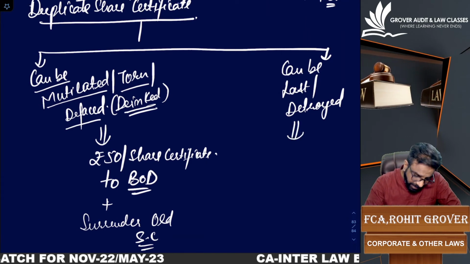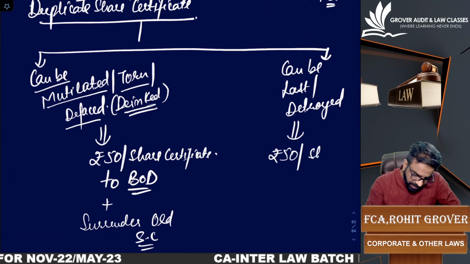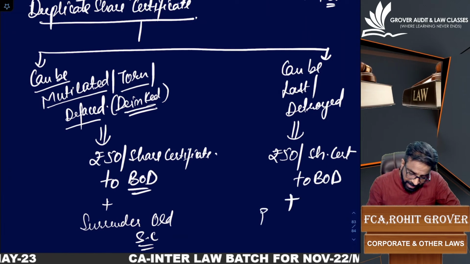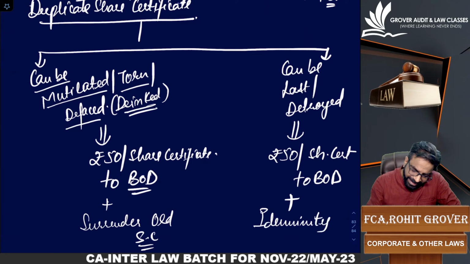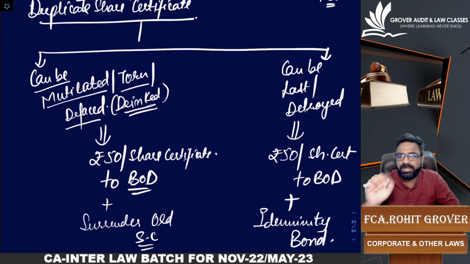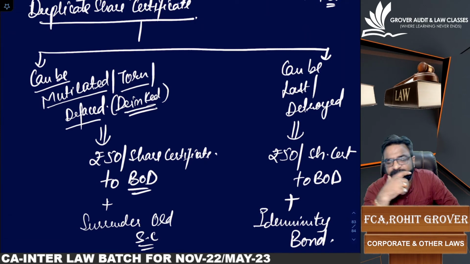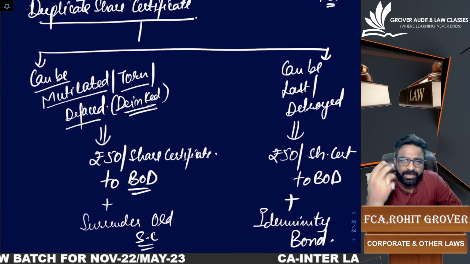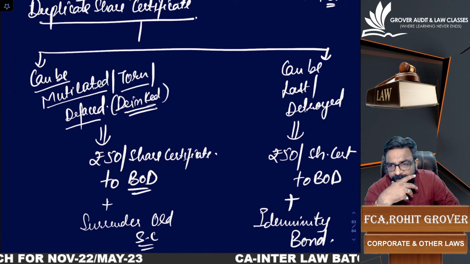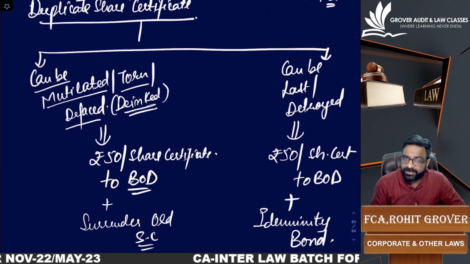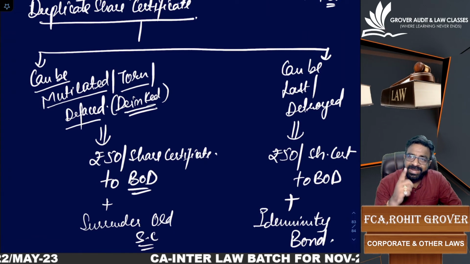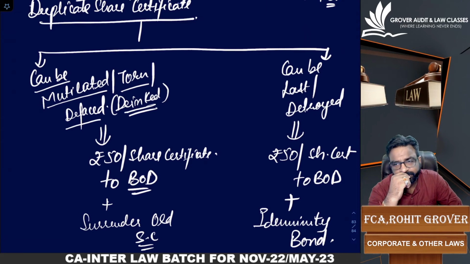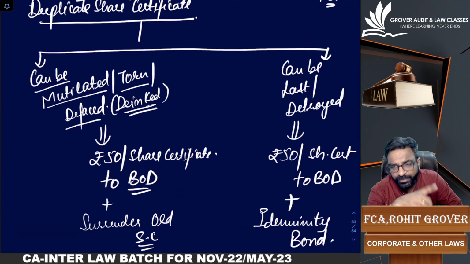Then in this case, what will happen? In this case also, you will pay rupees 50 per share certificate to the board of directors, plus the company will ask you for one bond that is called an indemnity bond. Can anybody tell me what you mean by indemnity bond? My question is very simple. Indemnity bond means the shareholder is giving a guarantee to the company. He is swearing to the company that if, due to my lost share certificate, the company suffers any kind of loss or damage in the future, then who will compensate whom? The shareholder will compensate the company.